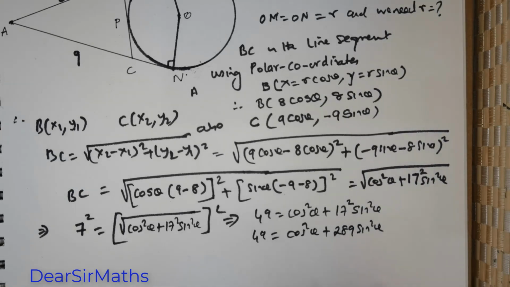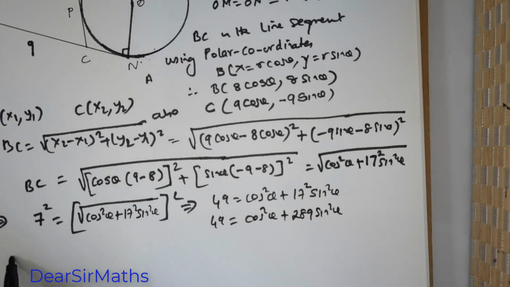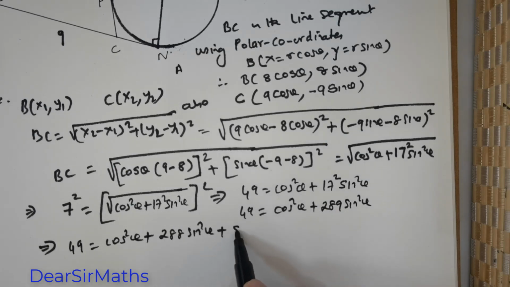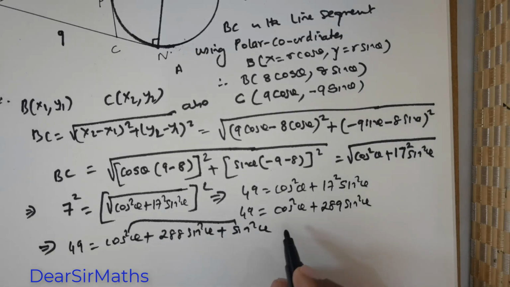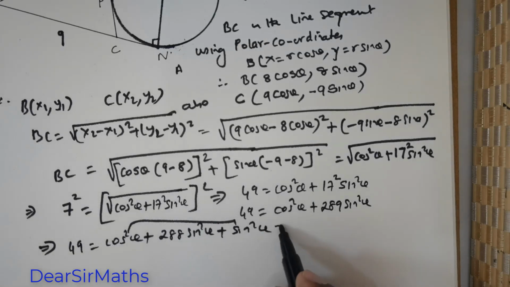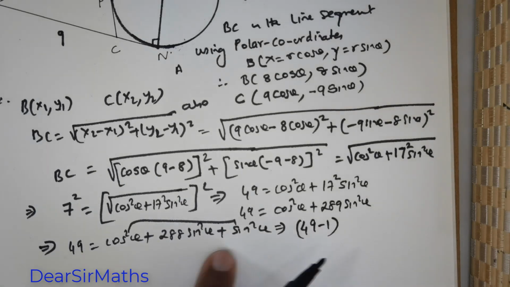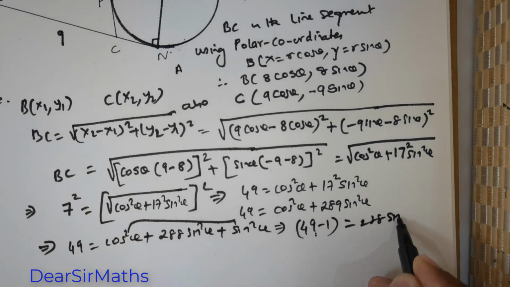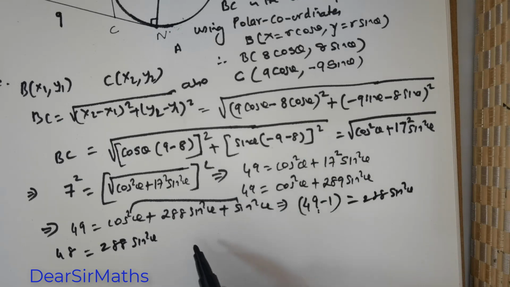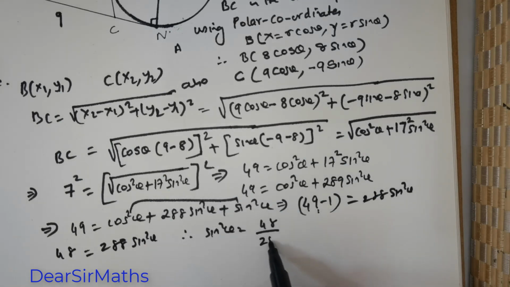Now I would like to write 289 sine squared theta in the following fashion. So this would mean 49 is equal to cos squared theta plus 289, I'm going to write it as 288 sine squared theta plus sine squared theta. And from here, I can add sine squared theta plus cos squared theta, which will always give us 1. You push the 1 to the other side. So this would mean you got 49 negative 1, because the 1 is obtained from here, is equal to 288 sine squared theta. So you got 48 is equal to 288 sine squared theta. Therefore, sine squared theta is equal to 48 divided by 288.